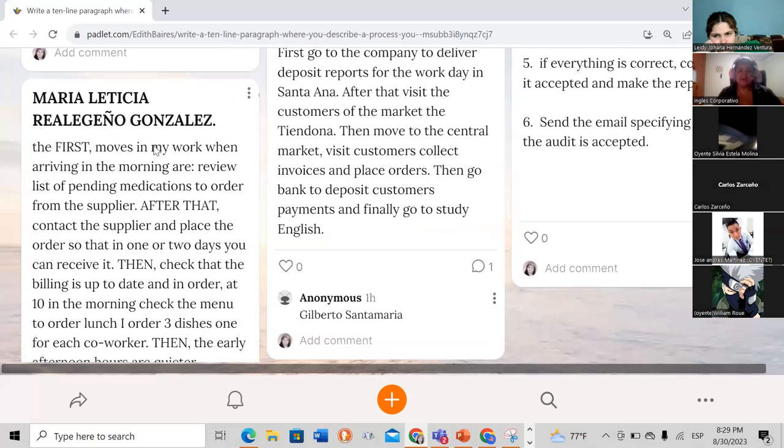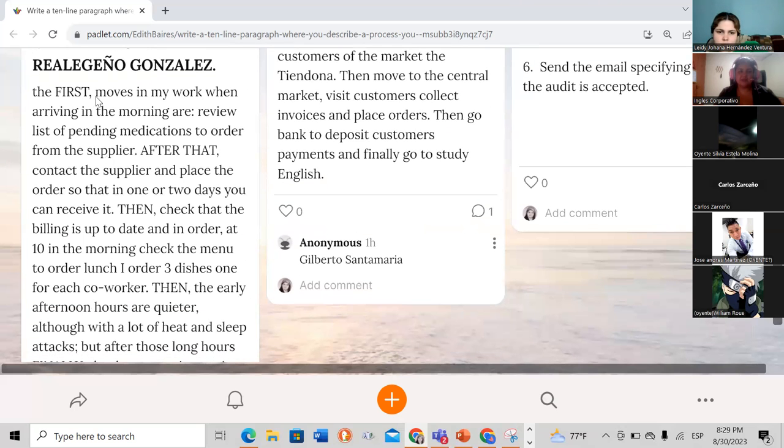Maria Leticia. Okay. First, este artículo se lo podemos quitar, María Leticia. Okay. Just the first F will be capital. Well, first I give it. Oh. You are just trying to, I see. I'm trying to highlight the phrases. Yeah. Okay. First, I moved to my work. Okay. Yes. Or I arrived to work in the morning.